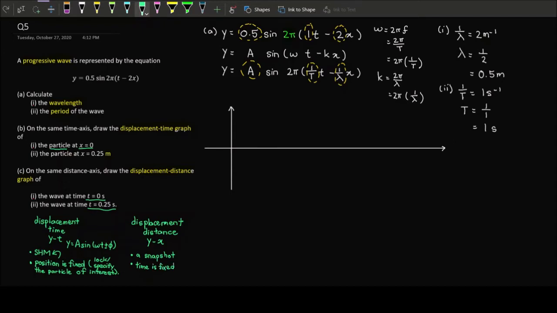So what you are drawing is the shape of the wave. Okay, before that, in displacement time graph, you are drawing the simple harmonic motion. You are drawing the oscillation of the particle as time passes. But for displacement distance graph, you are drawing the shape of the wave at a particular moment. Time is fixed, meaning a specific moment.